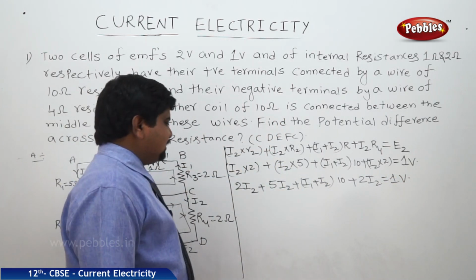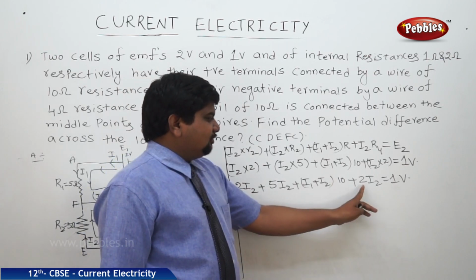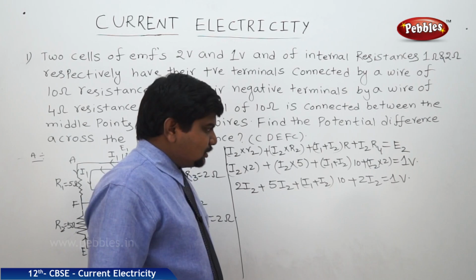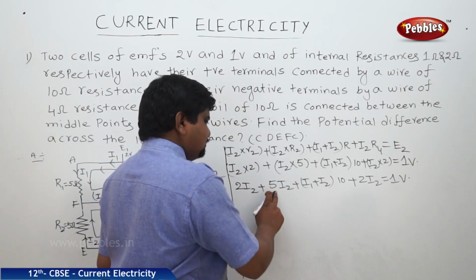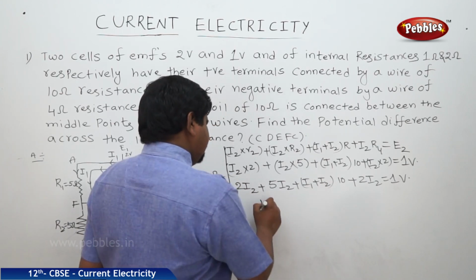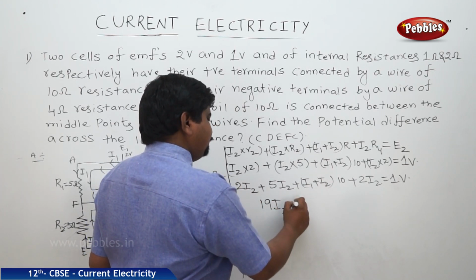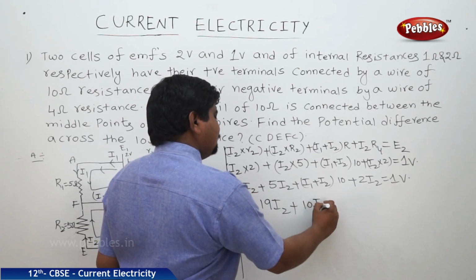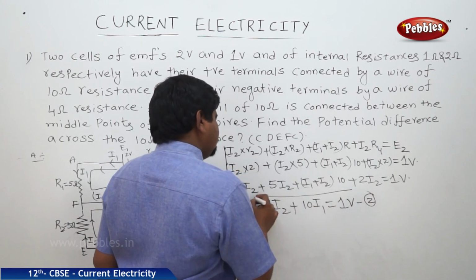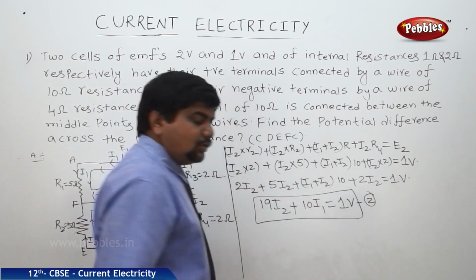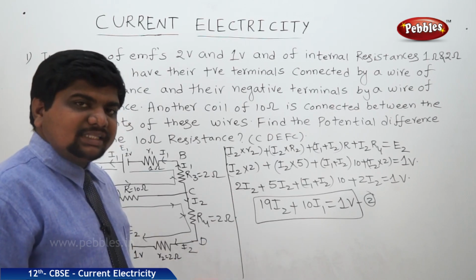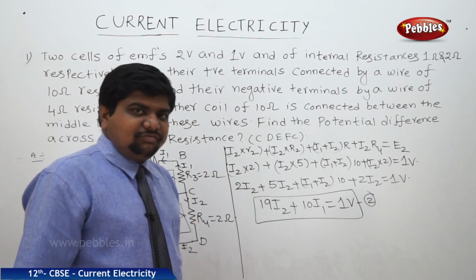If you substitute all these things, 2 plus 5, 7, 7 plus 2, 9, 9 plus 10, 19. Therefore, it is 19I2 plus 10I1 is equal to 1 volt. This is equation 2. Now, we will solve the equation 1 and 2. Therefore, we will get the I1 and I2 values and V values.